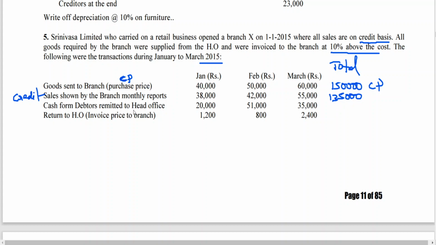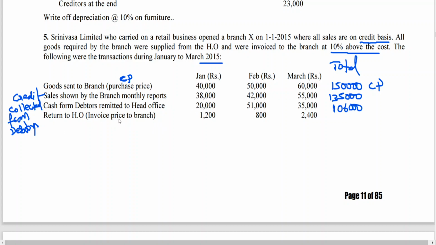Cash from debtors remitted to head office. That means this is collected. Collected from debtors. Cash collected from debtors: 20,000 plus 51,000 plus 35,000. It is coming to 1,06,000. Say this is sales shown, this is cash collected.